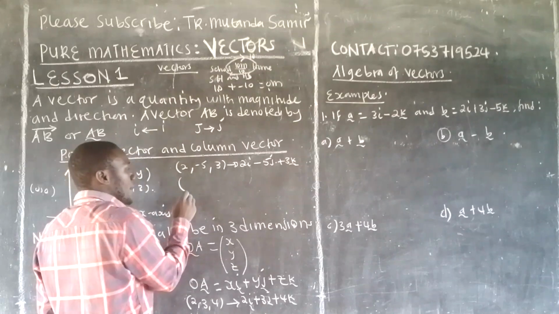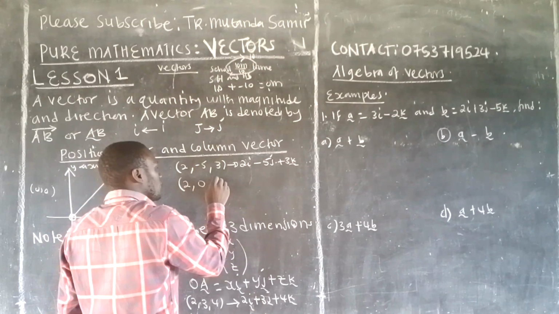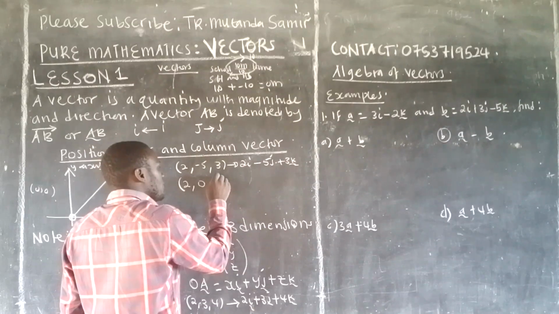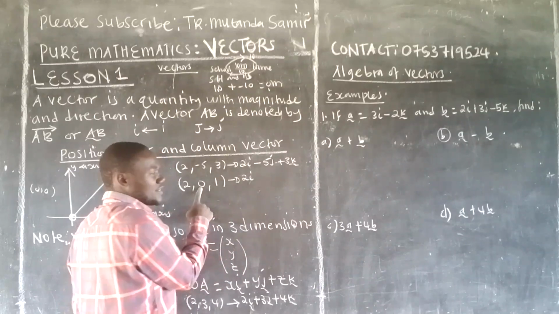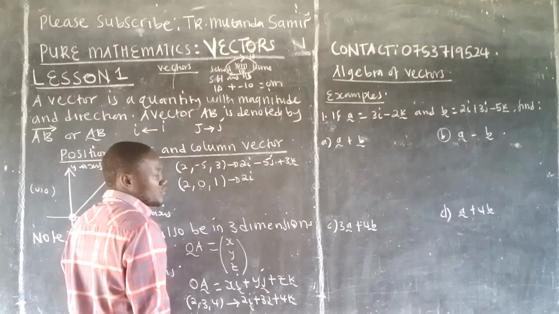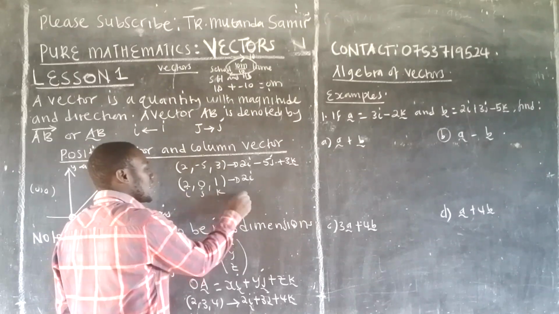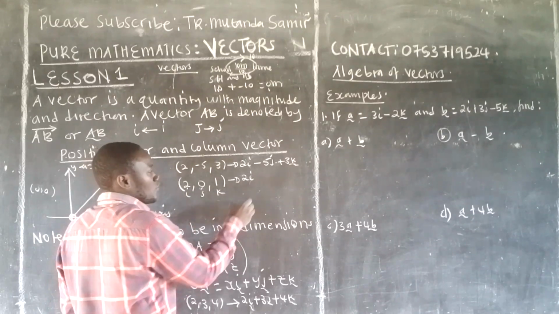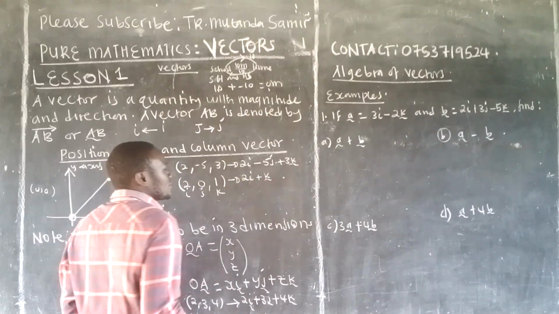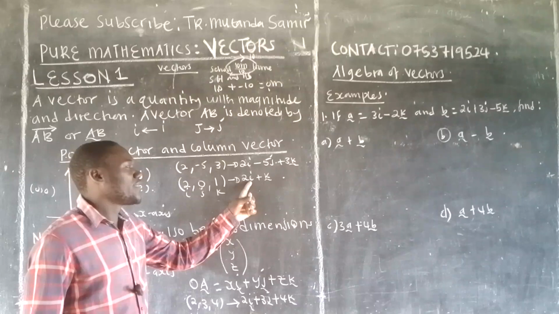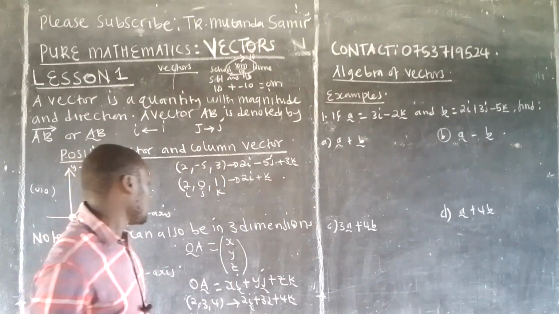Another format of writing will be, say, 2, 0, 1. I write it as 2 in the I. Now where you see a 0, you don't put it. You just skip and go on, remembering this one is I, this is J, this is K. So it will be plus 1 in the K, you just write it as K. Whenever you go from I to K, the one you left out is a 0. Take note of that, okay?